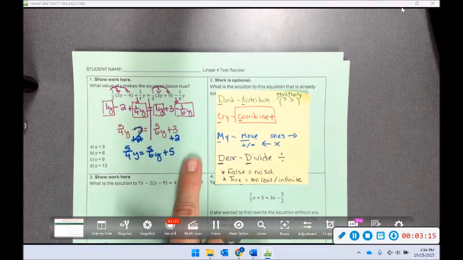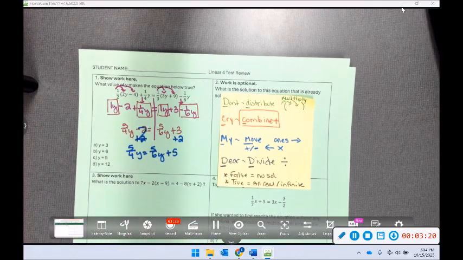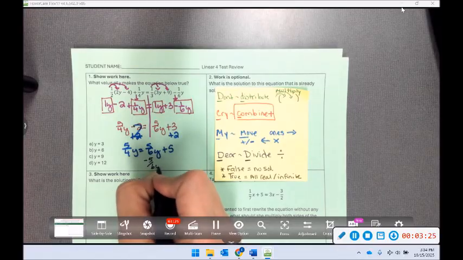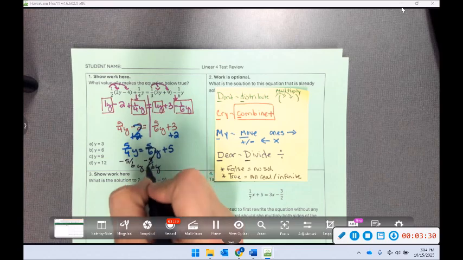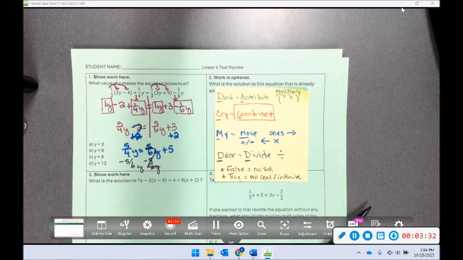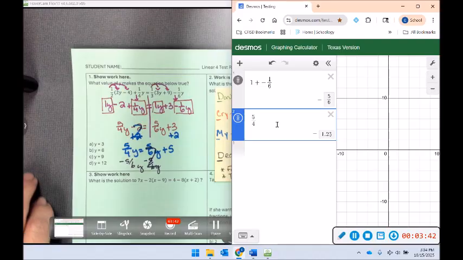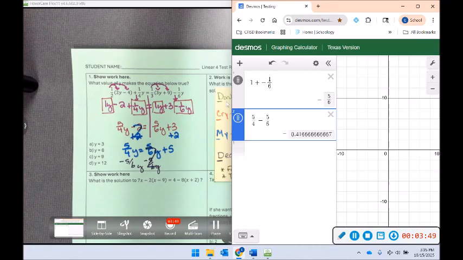Now I'm going to move my x's, or in this case my y's, to the left. So this guy right here, it's got to go. So how do you get rid of a +5/6? The -5/6. We're going to minus 5/6. Okay, so I'm going to zero these out. So I'm going to type in 5/4 minus 5/6. So we're going to have 5/4, and then I'm going to have minus 5/6. And that's obviously not okay.